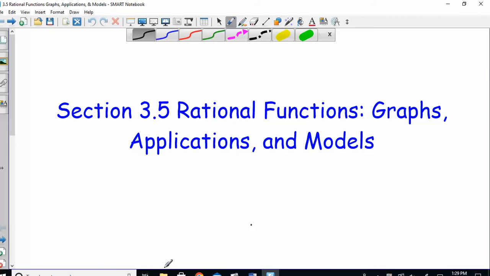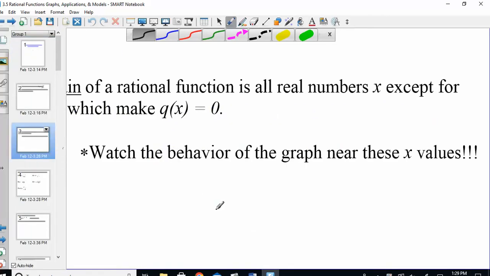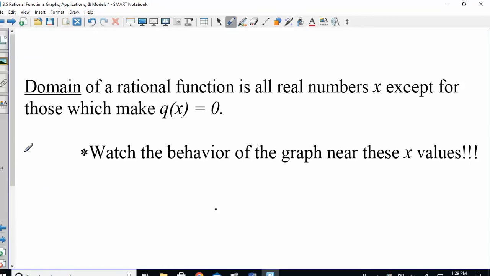Rational has the word ratio in it. They're fractions. So, we are going to look at what happens when we graph these things. One important thing, we've talked about domains a ton. When you're talking about a rational function, you have a fraction. So your domain is everything except what makes the bottom 0.